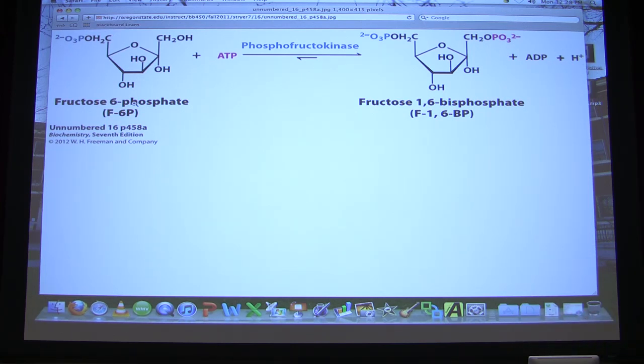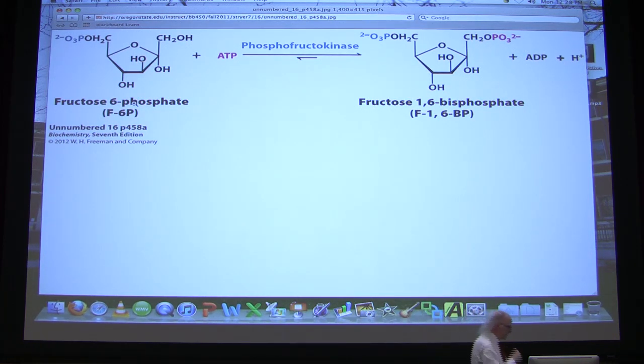Now, why is this reaction so important? Well, first of all, this enzyme, PFK, is the most important regulatory enzyme in the glycolysis pathway, and as we will see, there are several things that can allosterically affect this enzyme.